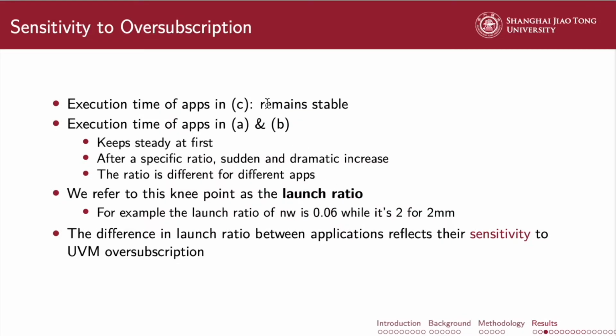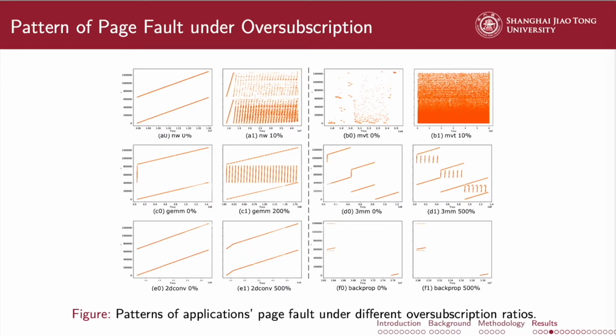We refer to the ratio as the launch ratio. Also, the ratio is different for different applications. For example, it's 2 for 2MM. And the difference in launch ratio between applications reflects their sensitivity to oversubscription. The larger the ratio is, the more sensitive the application is to oversubscription. And these figures display the pattern of their page faults, both the time and the page when page faults occur.